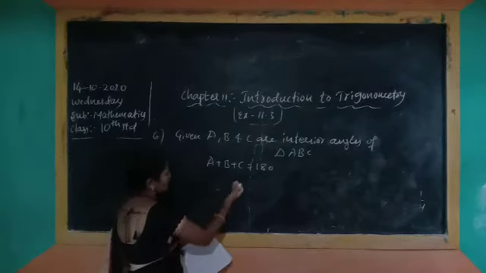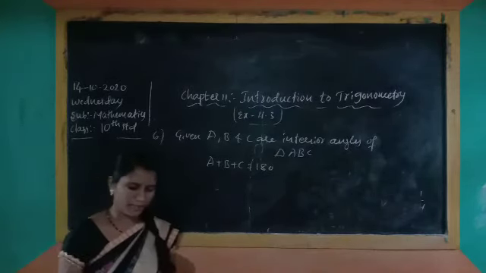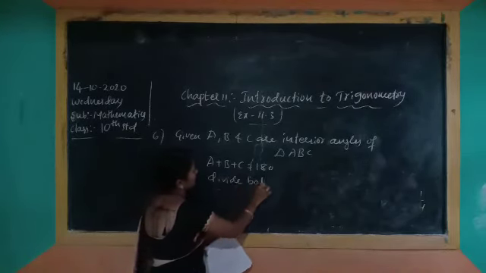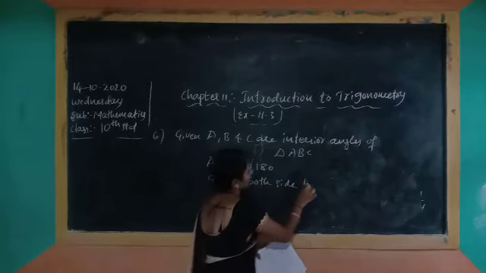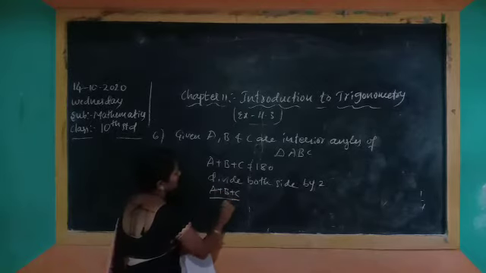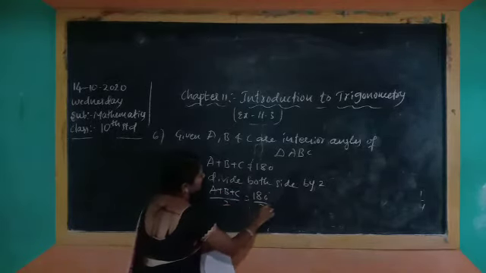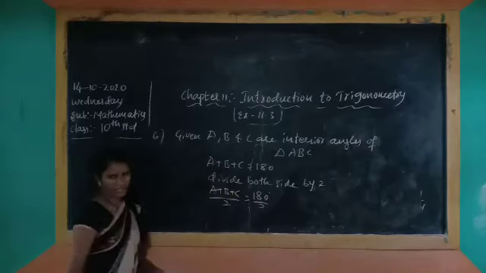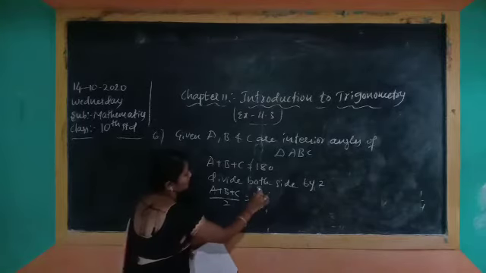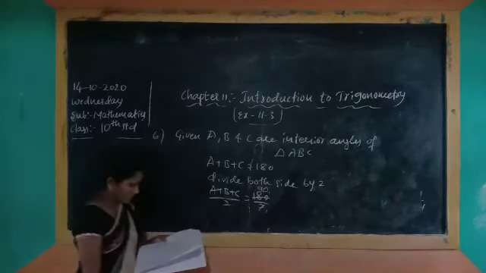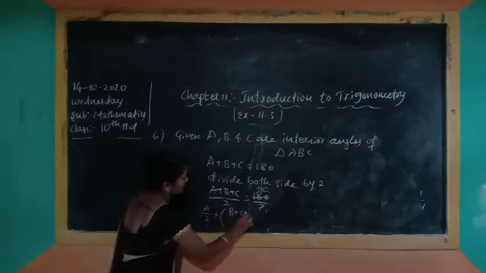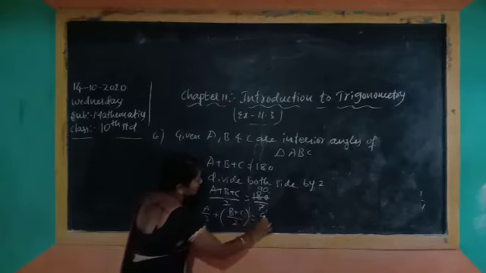For this we need sine of (B plus C) by 2. So you have to divide both sides by 2. If you divide, A plus B plus C by 2 is equal to 180 degrees by 2. I divide this equation by 2. The 2 ones cancel, and 2 nines are 18, so here 90 degrees. So I write A by 2 plus (B plus C) by 2 is equal to 90 degrees.